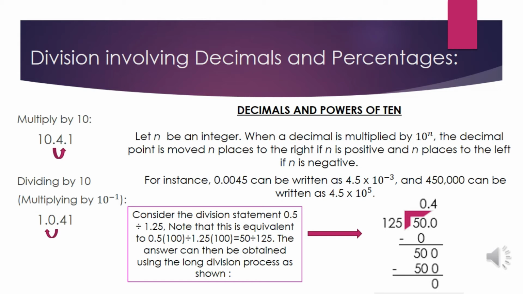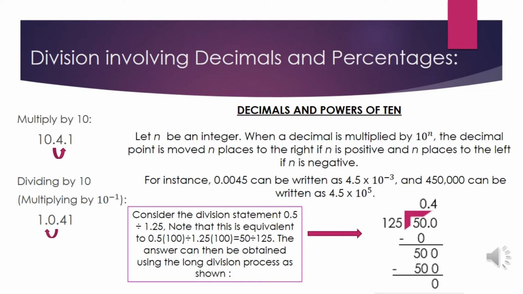On the other hand, since the value of the first number is 1/10 of the value of the second number, the decimal point is found one place to the left, and all the digits' values are divided by 10. In decimals and powers of 10, let n be an integer. When a decimal is multiplied by 10 to the power of n, the decimal point is moved n places to the right if n is positive, and n places to the left if n is negative.